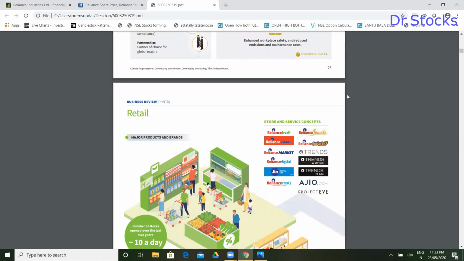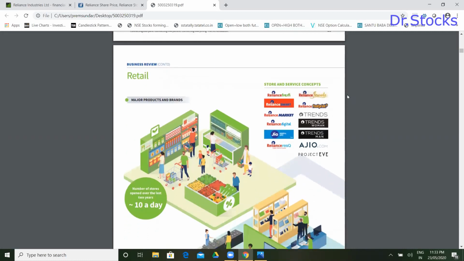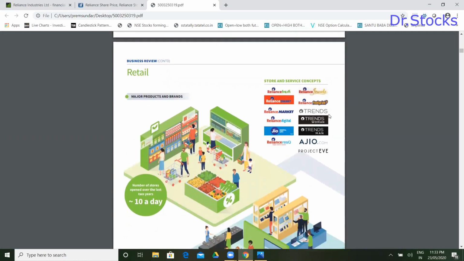Moving on with the next major business, the fourth major business, retail. In retail, we have so many things lined up, like Reliance Fresh, Reliance Smart, Reliance Market, Jio Digital Life, and all these things are directly concerned with Reliance on the basis of Reliance Retail.